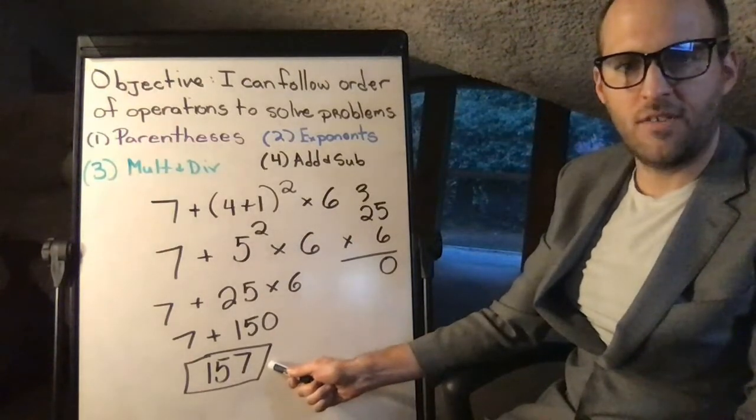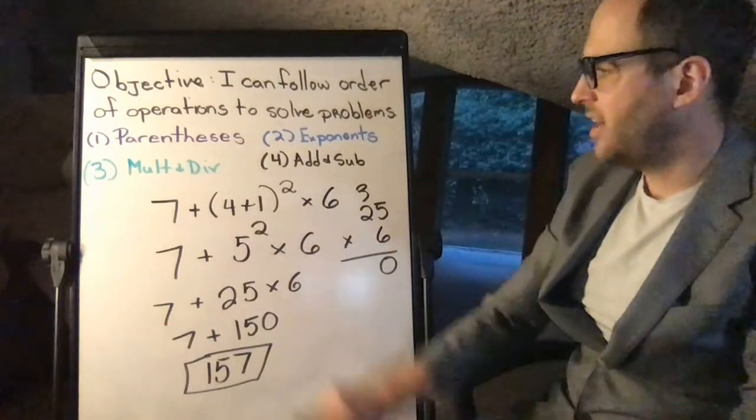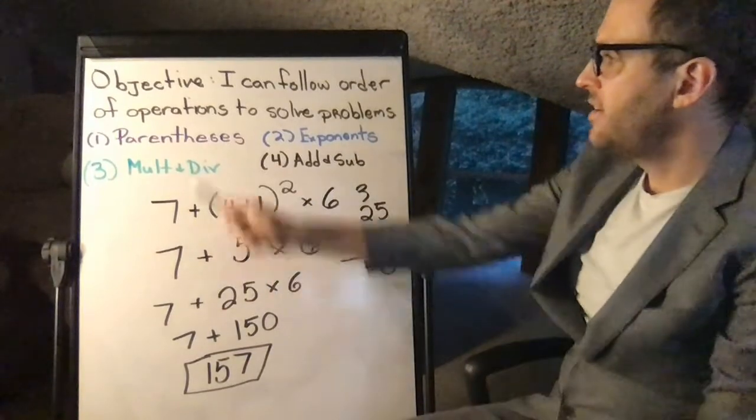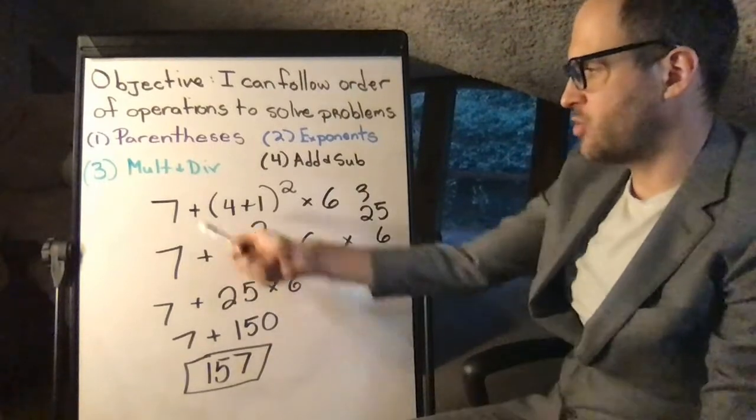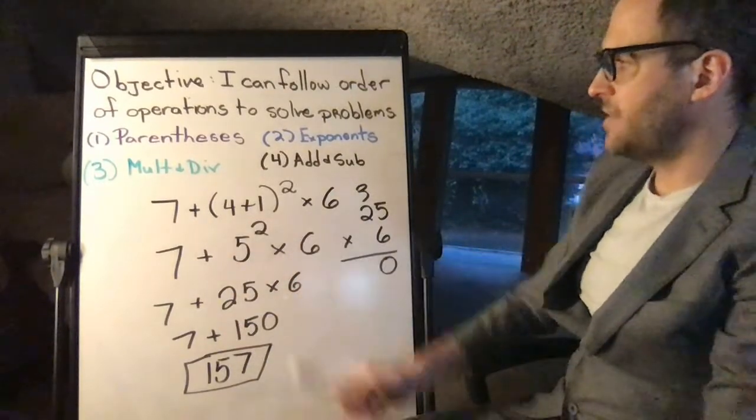157 is what you should have gotten for an answer. Let's work through it. 4 plus 1 is 5. That takes care of the parentheses. 5 squared is 25, which leaves us with bringing down the 7 plus and the times 6.